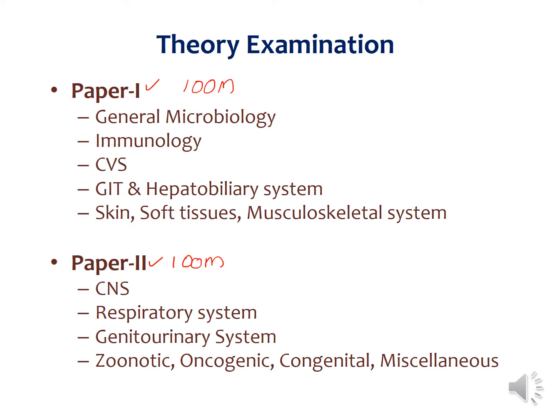In the syllabus, general microbiology, immunology, cardiovascular system, gastrointestinal tract and hepatobiliary system, skin soft tissues and musculoskeletal system. The questions will come from these chapters for paper 1. And for paper 2, the central nervous system, respiratory system, and genitourinary system, and zoonotic diseases, oncogenic viral infections, and congenital diseases and other miscellaneous infections will be given in paper 2.